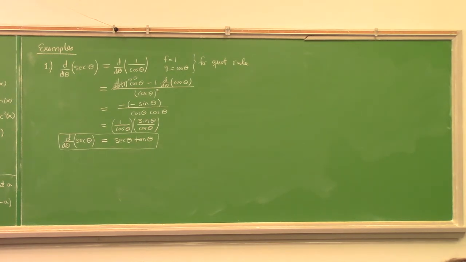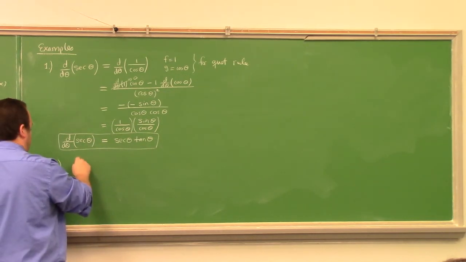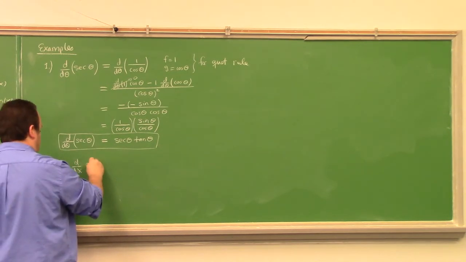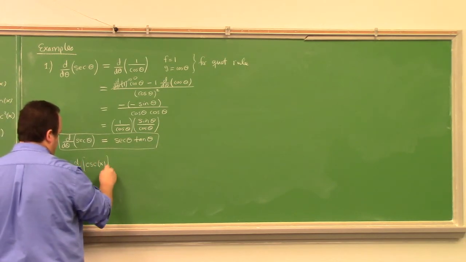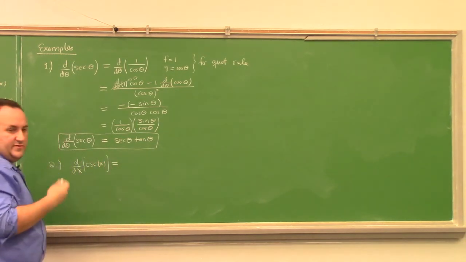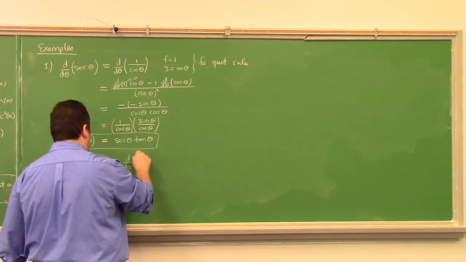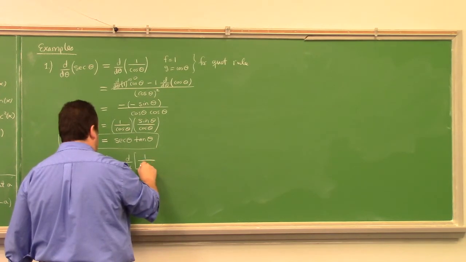So there it is. Yeah, it's secant tangent. Now, how about this? What if we're going to do the derivative with respect to, let's say, x of cosecant x? I'm going to do this one a little bit different. This is the derivative with respect to x of 1 over sine x.